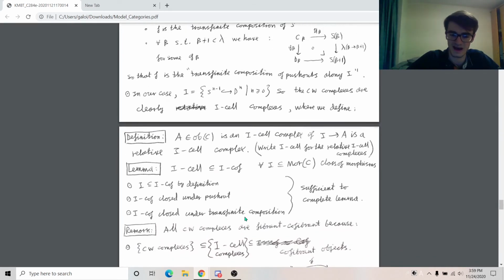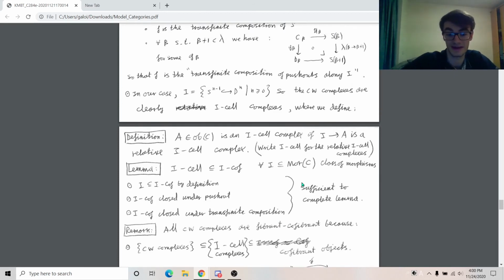And the lemma states that the I-cell complexes are contained in the I-cofibrations, for any class I of morphisms in any model category, or in any category where this makes sense. The way you prove this is, it's easy to see that I is in I-cof by definition, and you can prove each of these statements. The I-cofibrations are closed under push-out, and more generally, the cofibrations in any model category will be closed under push-out. And the I-cofibrations are closed under transfinite composition. This is slightly trickier, but you can still do it by transfinite induction, for example. And putting all these three together is sufficient to prove the lemma.